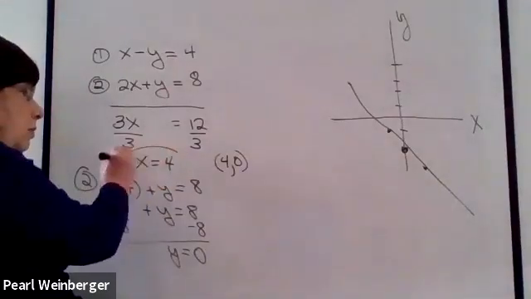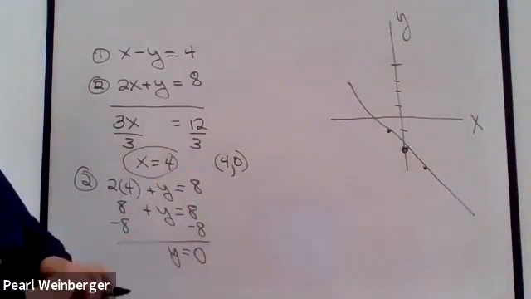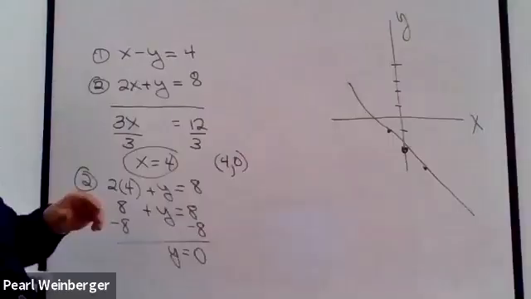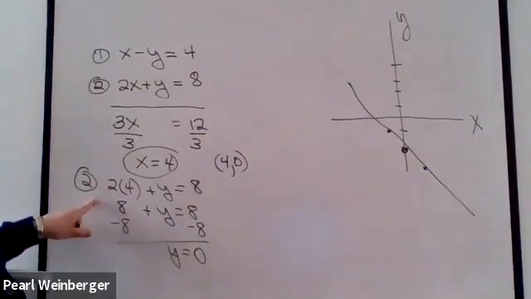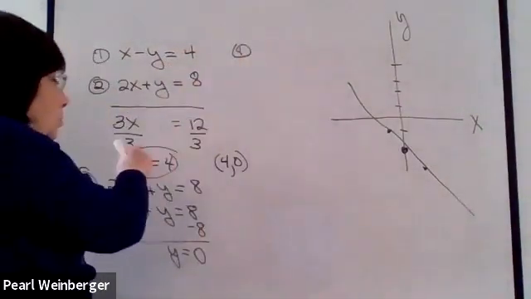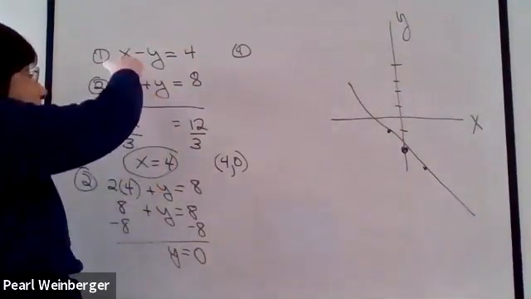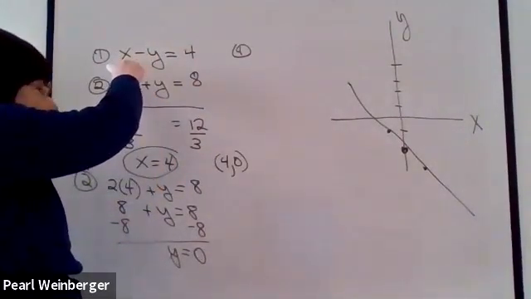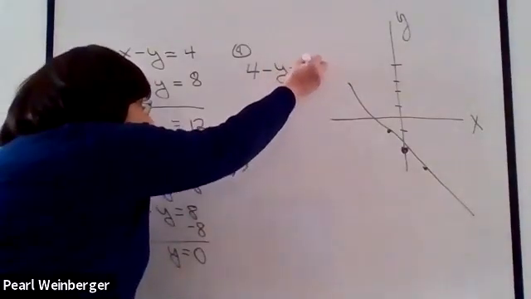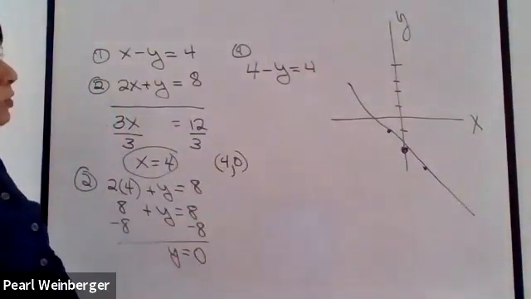Once you have a value, and it could be either the x or the y, it doesn't matter. Once you have a value for, let's say, the x, you take either one of the equations. I happen to have taken equation 2. I could have taken equation 1. Look at what would have happened if I replaced the x in equation 1 with 4. That would have given me 4 minus y equals 4. Now I want to figure out what y is. What should I do?